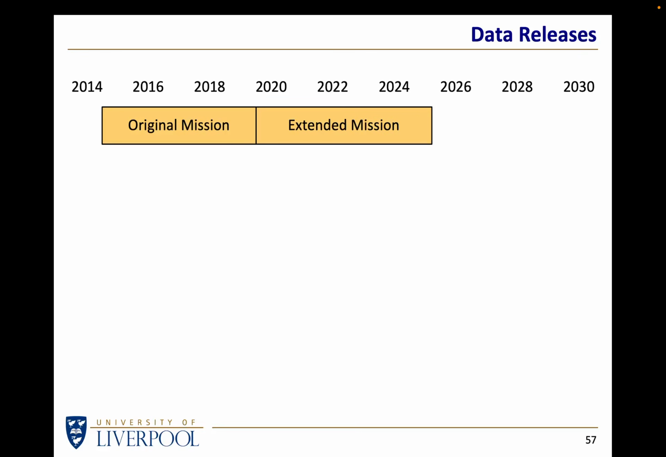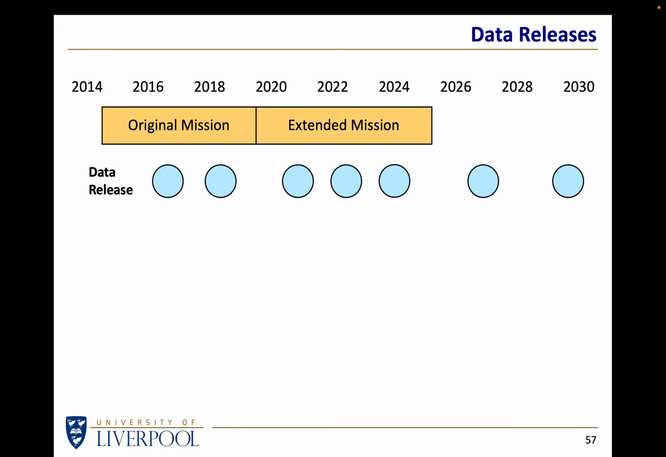So what data was acquired? Well, the original mission was 5 years. It was then extended for another 5 years. And there have been various data releases. You might assume they're numbered 1 to 7, but no, they're numbered 1 to 5.